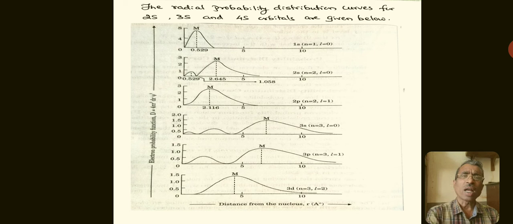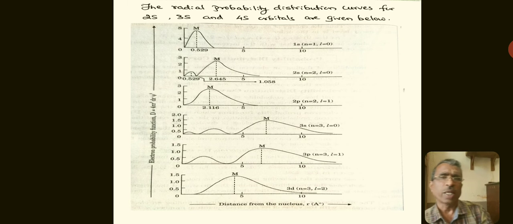When I plot the graph of 4 pi r square into dr into chi square versus the distance from the nucleus for the 2p orbital, the 2p orbital contains only one peak. So, as shown in the figure, the 3p orbital has two peaks and one node.